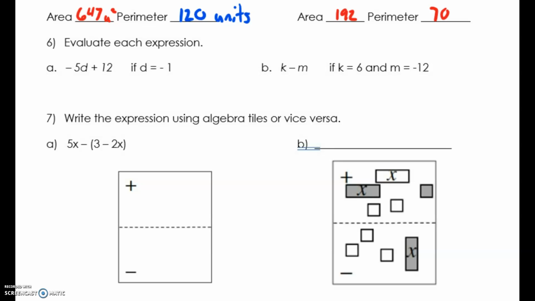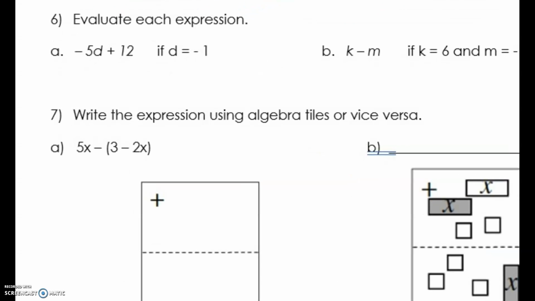Question 6, evaluate each expression. So what this means is I need to plug that number in for the given variable. So on letter A, I'm taking -1 and plugging it into D. So what it looks like is this, -5 times -1 plus 12. -5 times -1 is 5. 5 plus 12 is 17.